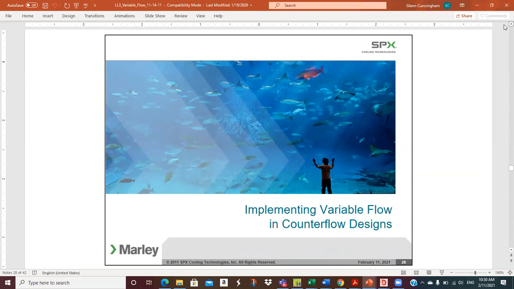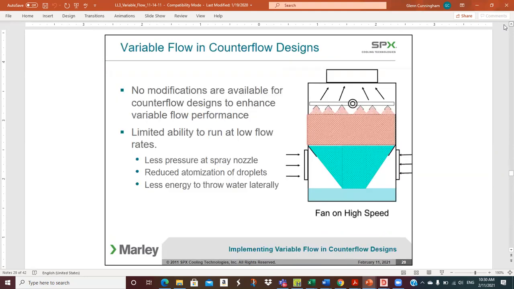Okay, so now we're going to look at counterflow designs. That was all crossflow. No modifications are available for counterflow designs to enhance variable flow performance. So this would tell you that unless you have some particular reason that's driving you to this counterflow design, if you have a possibility of changing flow rates through the tower, you don't want a counterflow tower, you want a crossflow tower, okay?